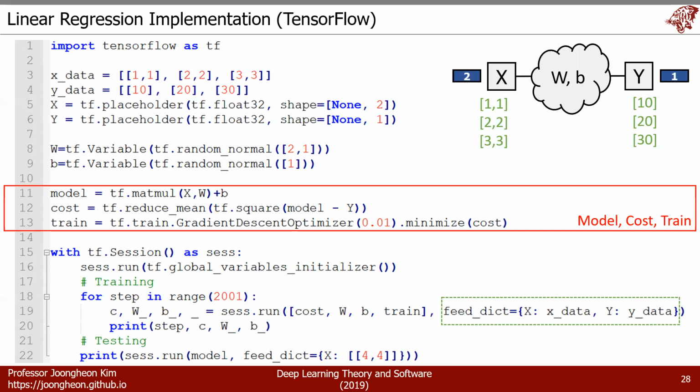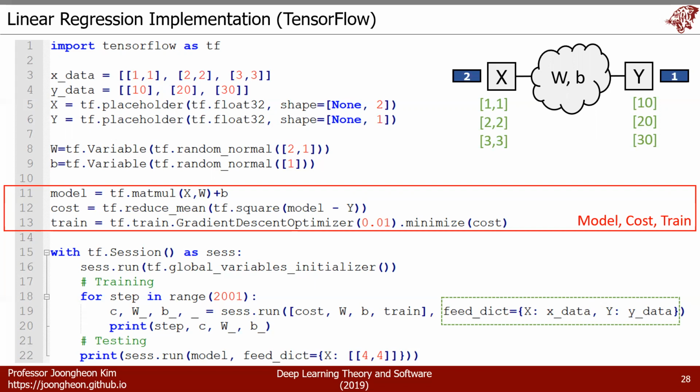In order to do the linear combination, the matrix multiplication, W should be defined as 2 by 1. So when you define W as a variable in line 8, W is tf.Variable with tf.random_normal and 2, 1. The reason you have 2, 1 is that W should be 2 by 1 in order to do the matrix multiplication with X, which is defined as 1 by 2. Inside the function random_normal, it means we will start with random values. Those are taken from a normal distribution, a Gaussian normal distribution, okay?